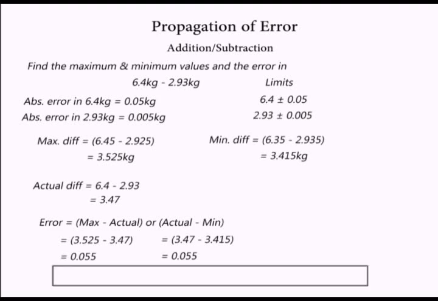But again, you notice that the error would have been obtained by simply adding the individual absolute errors. That is 0.05 plus 0.005 to still give us 0.055. And so the error in the difference is the sum of the individual errors.